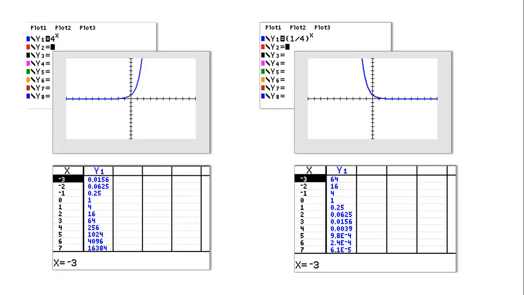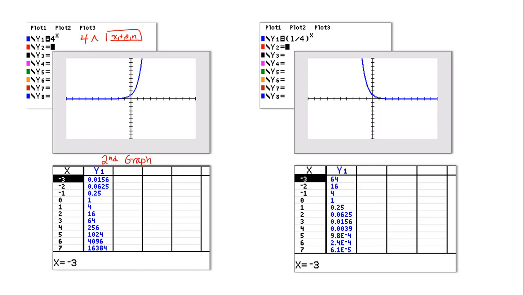Now, of course, you could do this on the calculator. I have some screenshots that I've captured here. In your equation editor, when you press y equals, you're going to enter 4 and the exponent key and then the X,T,theta key to get the variable. You can graph it to see the same shape that we just showed by hand. And then I can also press second graph to get to a table of ordered pairs.